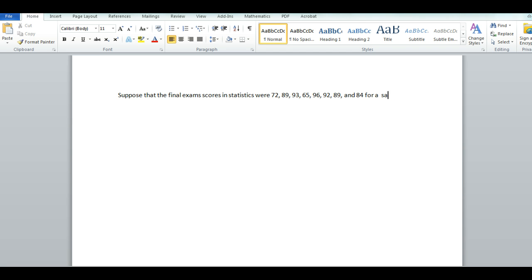For a sample of 8 students from my large class of 200. So a little sample out of the whole class instead of everybody. What is a 95% confidence interval for the average score of all students?